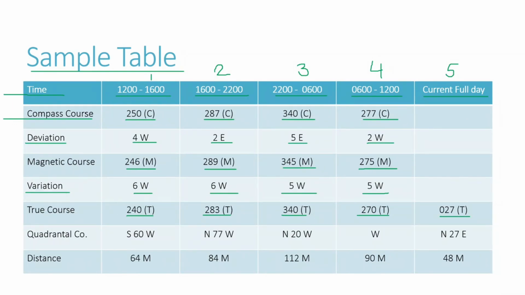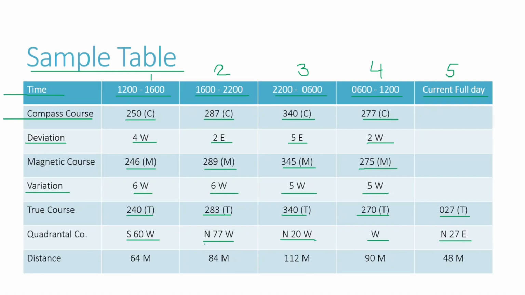So we convert this true course into the quadrantal notation now. So 240 becomes south 60 degree west, north 70 west. Then you have 340 as north 20 west. And you have 270 as a westerly course. 270 जो course है बेटा ये westerly course है. If it is 090 it becomes easterly. If it is 000 it becomes northerly. If it is 180 it becomes southerly. So current becomes north 27 east.